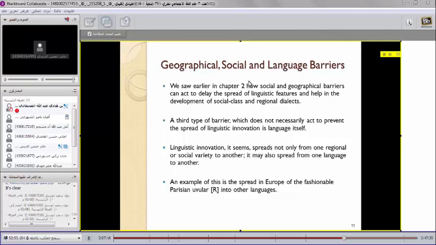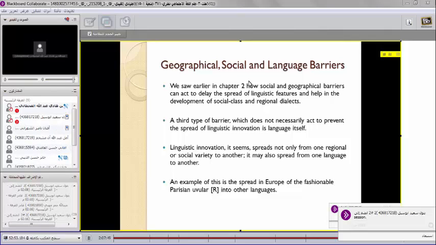Geographical, social, and language barriers. We saw earlier in chapter 2 how social and geographical barriers can act to delay the spread of linguistic features and help in the development of social class and regional dialects. A third type of barrier, as mentioned in the book, which does not necessarily act to prevent the spread of linguistic innovation, is language itself. So this is the third barrier, according to Peter Trudgill.